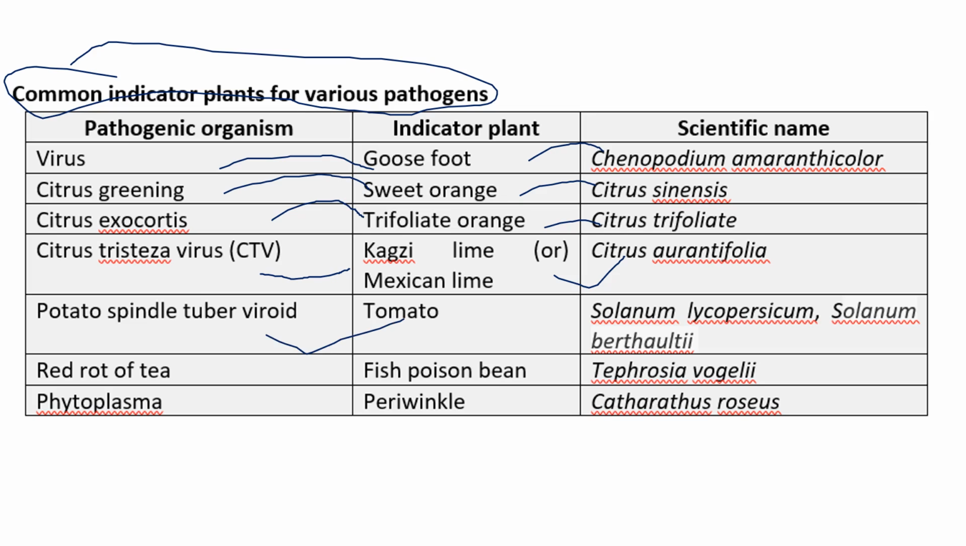For potato spindle tuber viroid, the indicator is tomato, Solanum lycopersicum. For red rot of tea, the indicator plant is fish poison bean. And the last one is phytoplasma, where the indicator plant is periwinkle. So these are a couple of indicator plants and the pathogenic organisms used for detection.